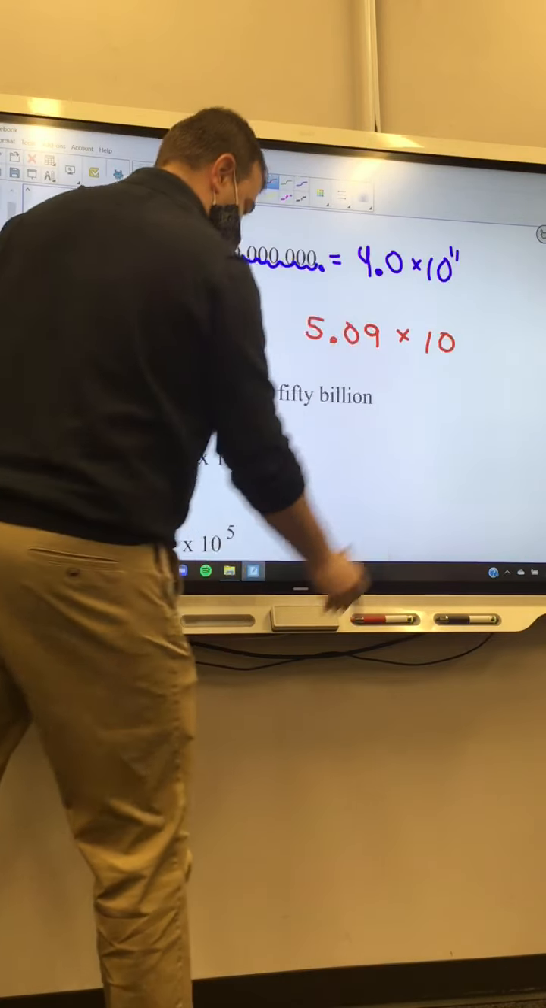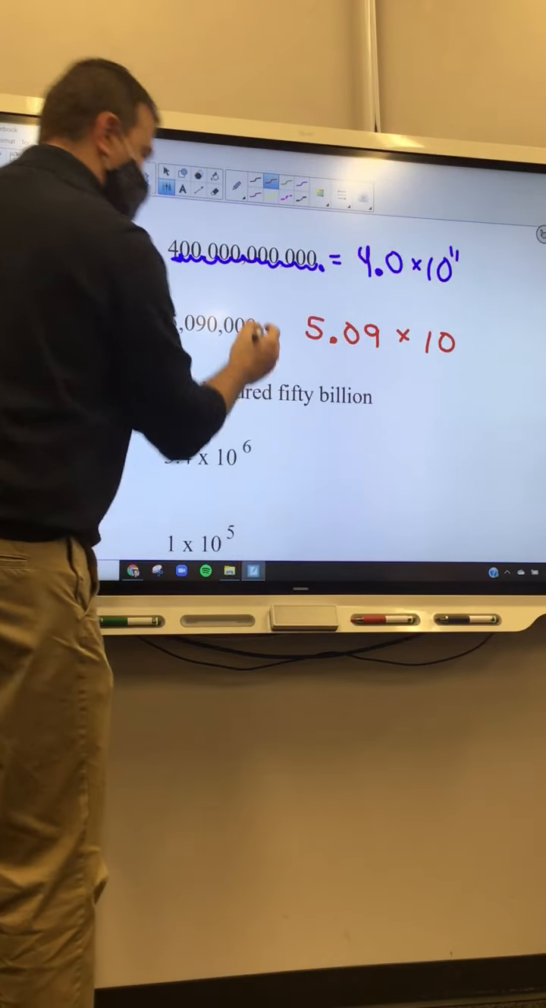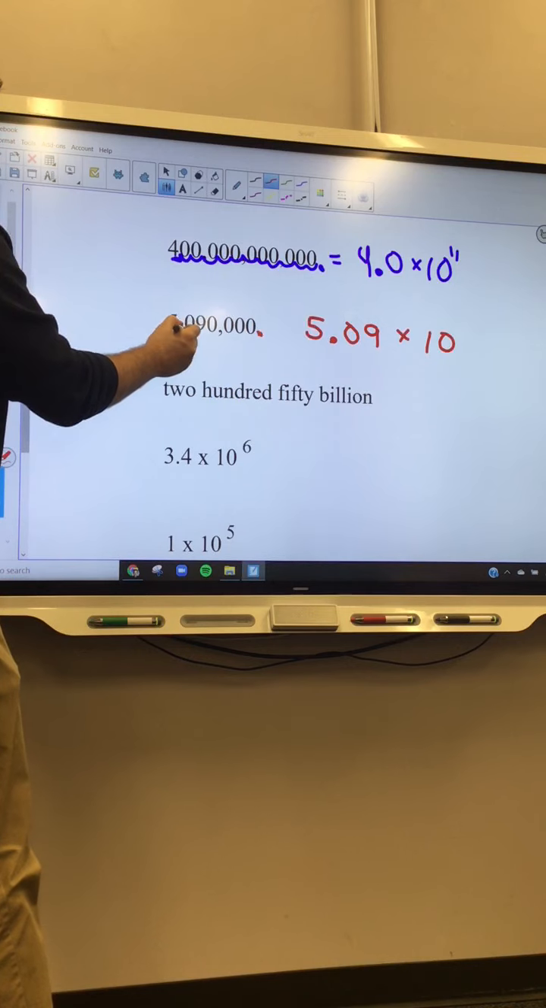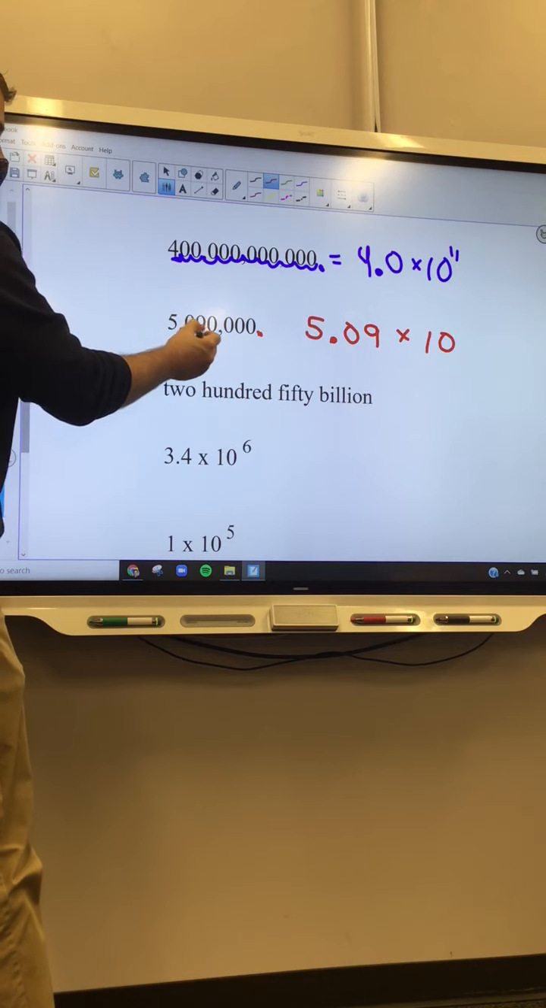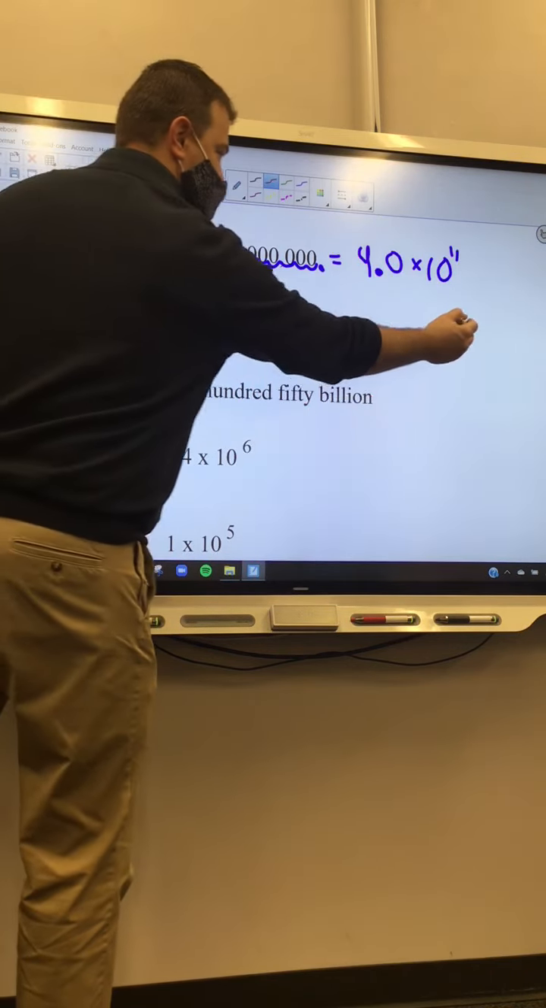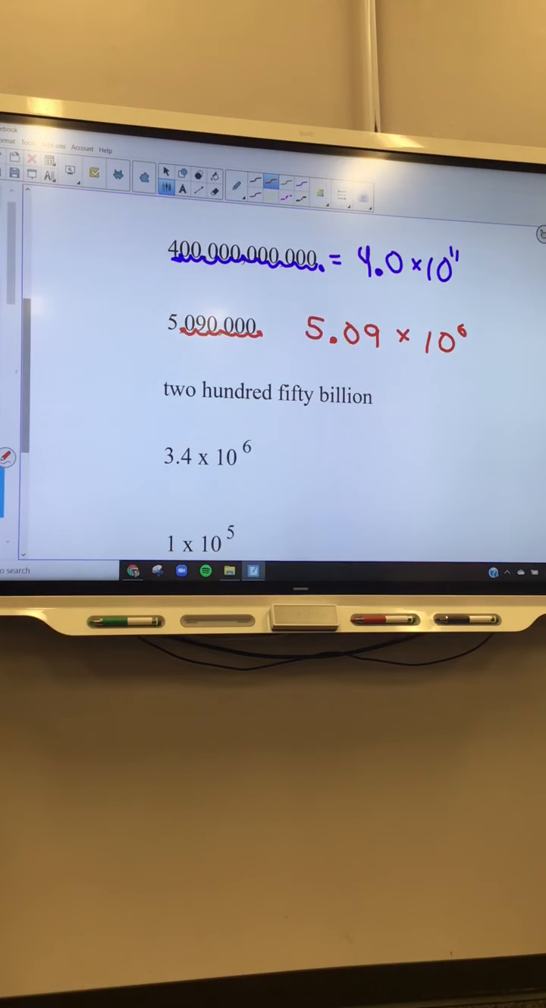Times 10 raised to some power. So again, here's my original decimal, and here's where it's going in scientific notation. 1, 2, 3, 4, 5, 6. Are we good there?